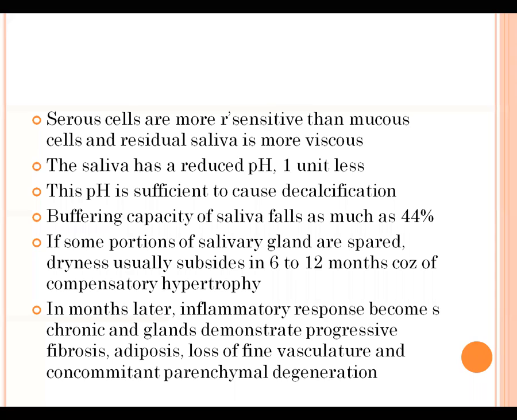After the radiation therapy stops, dryness will subside in 6 to 12 months. Months later, the inflammatory response becomes chronic, and the gland demonstrates progressive fibrosis, adiposis, loss of fine vasculature, and concomitant parenchymal degeneration. So there are more chances of fibrosis; stiff bands will form in the gland, with fibrosis formation and parenchymal degeneration.